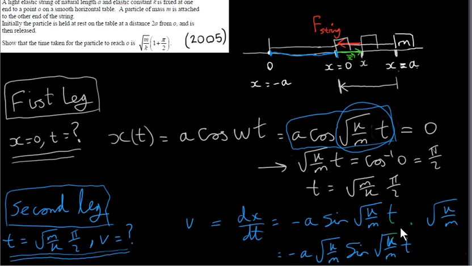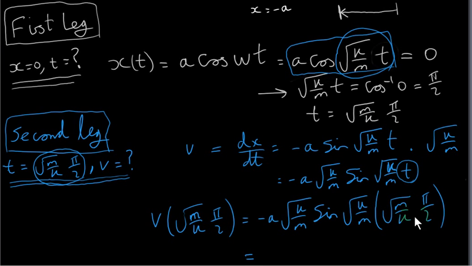So that's the speed at any time t, but we want the speed at this particular time. So we need to plug this value in for t. So this is what we get, plugging in this value of t in here. Now, root k over m times root m over k is just 1. So we get the sine of pi over 2. Well, that's sine of 90 degrees, which is 1. So we have minus a times root k over m times 1. So we just get this. So that's the speed at x equals 0.